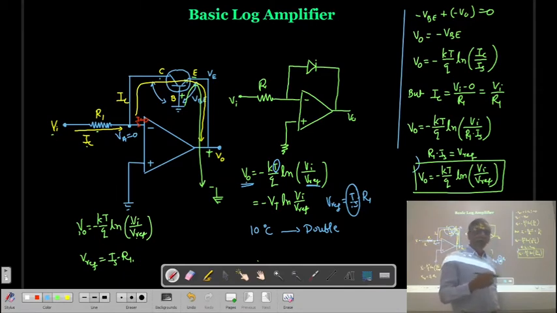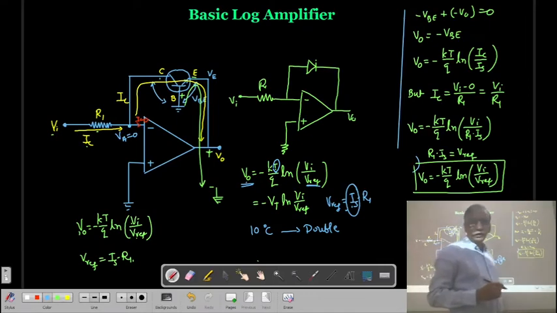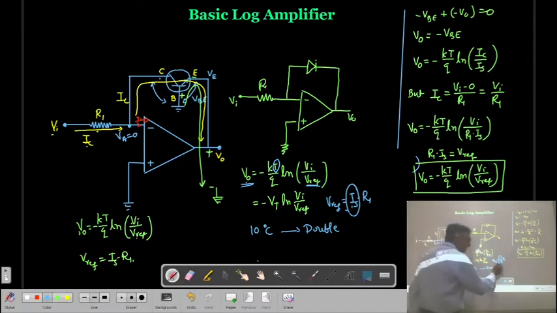So actually we require a circuit where the output voltage should be independent of the saturation current as well as independent of the temperature. Then only one can predict what the output voltage will be. So we have to modify the circuit. Now let us see how we can compensate this output voltage with the temperature, and make this output voltage independent of the saturation current.